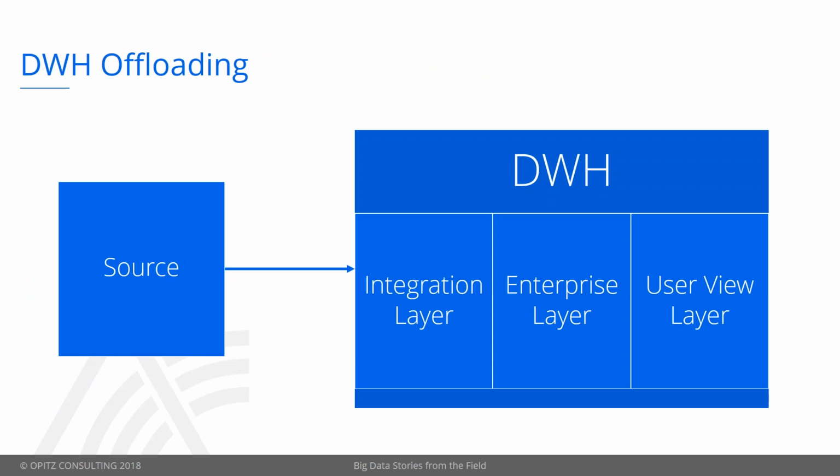In this picture, you can see a typical simplified architecture of a data warehouse. There are various sources that provide data. The data is stored, cleansed, and harmonized in an integration layer. In the enterprise layer, business rules are applied. In the highest layer, which is the user view layer, data is prepared for queries by end users. As already mentioned, this is a quite simplified architecture of a data warehouse, which can be found in different variations at various customers.